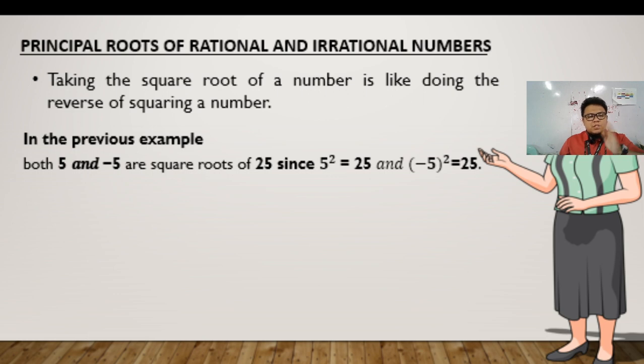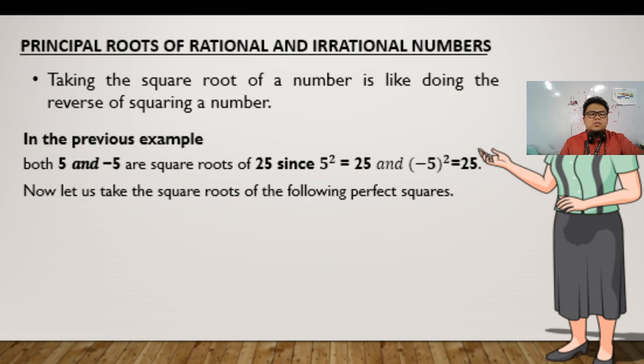In the previous example, both 5 and negative 5 are the square roots of 25, right? Because 5 squared is equal to 25 and negative 5 squared is also equal to 25. So therefore, the square roots of 25 are 5 and negative 5.